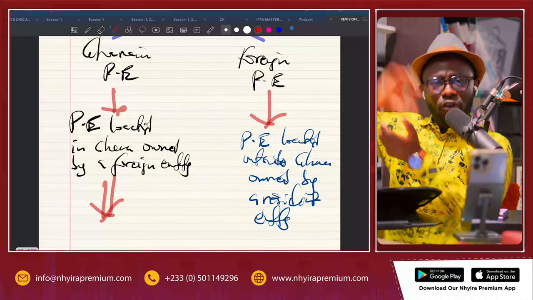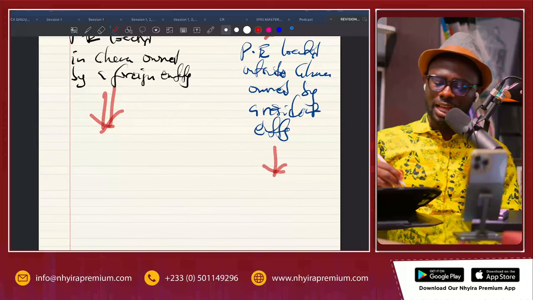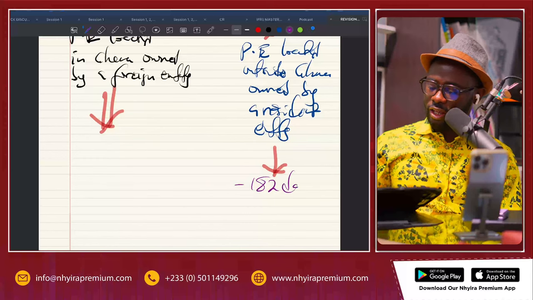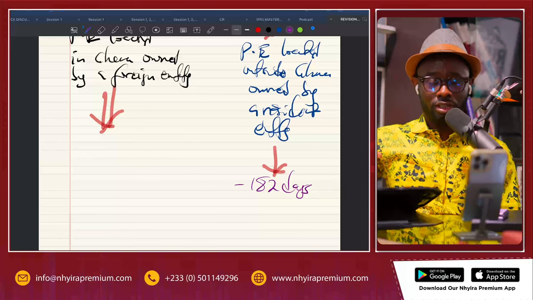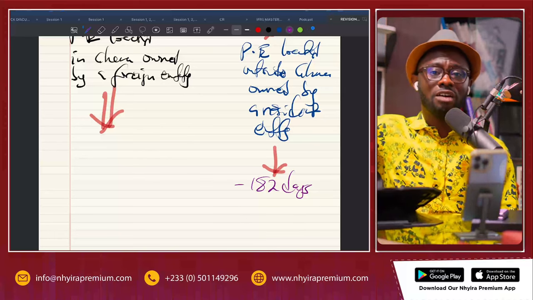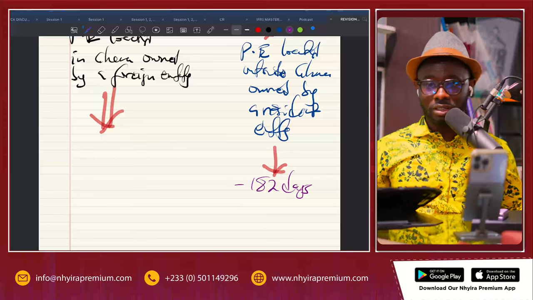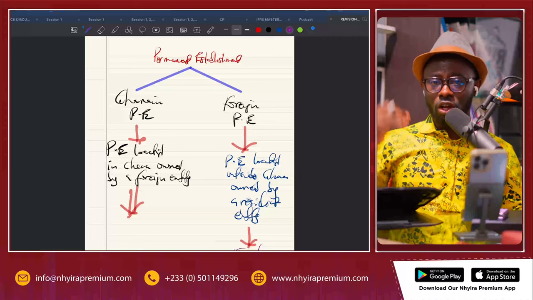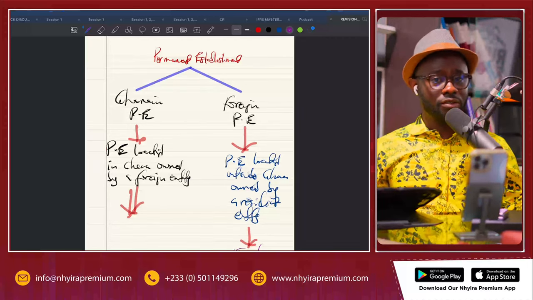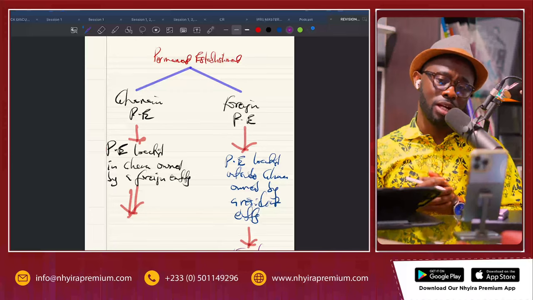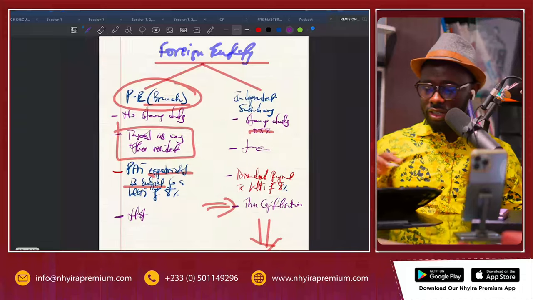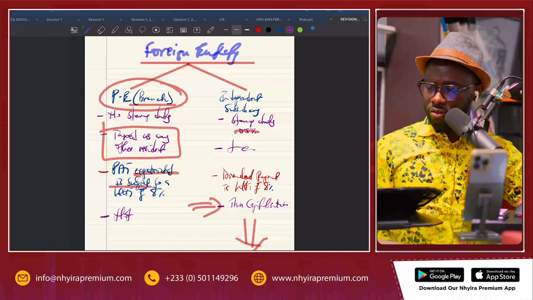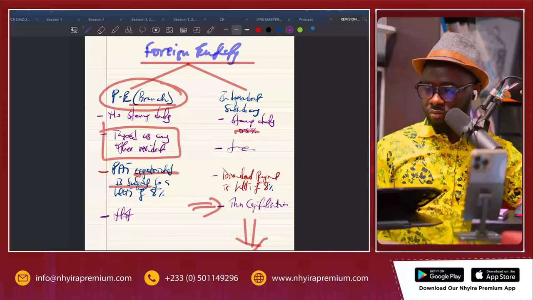But when we have a foreign permanent establishment, the way it is taxed is that usually the first 182 days, the first 6 months of the inflows, is what will be subject to tax. Any amount in excess, any amount outside that period, is going to be tax exempt. And that is how we deal with the tax implication of a foreign permanent establishment: a permanent establishment located outside of Ghana owned by a resident entity. And that is the concept about permanent establishment. Any questions about this, you raise your hand, I'll bring you up, or put it in the chat for me.